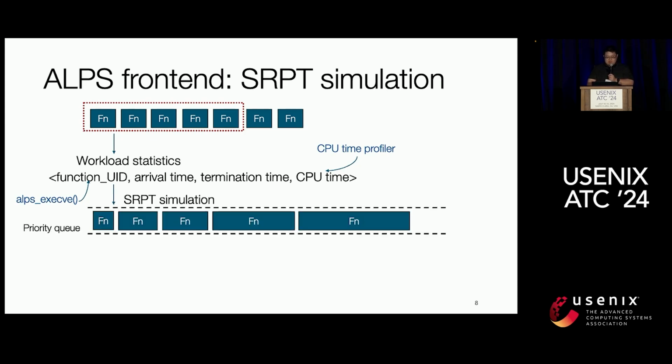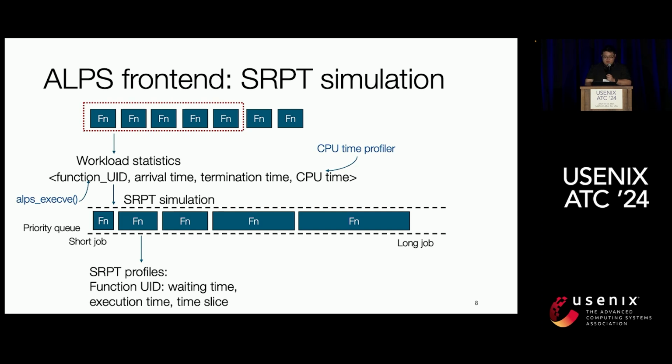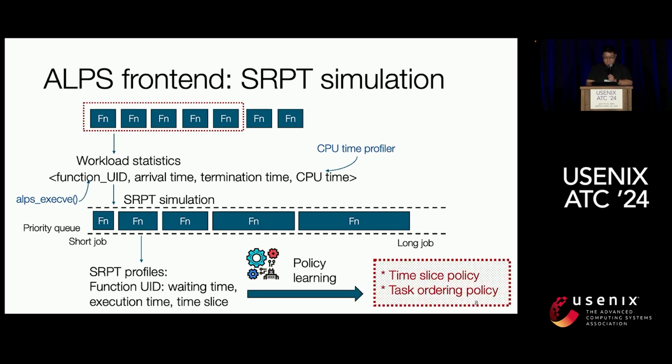For simulation, we build a priority queue to sort all the offline tasks from short jobs to long jobs. It's noted that the execution time of those function tasks is unknown in online scheduling in CFS. However, because this is an offline simulation, all the execution times are known to us. The SRPT profile will contain the waiting time, execution time, and time slice for different functions. Then we use machine learning-based regression to learn our scheduling policies, the time slice policy and the task ordering policy.